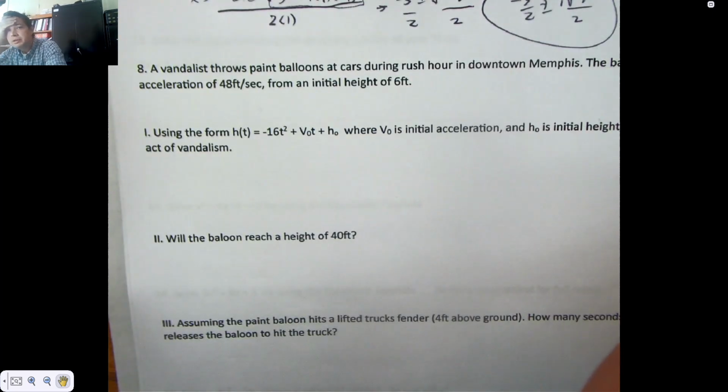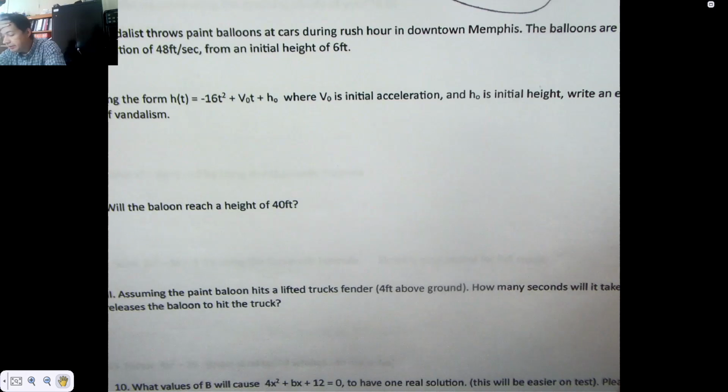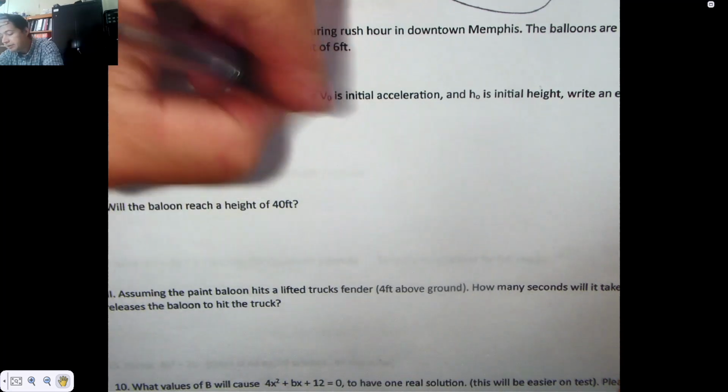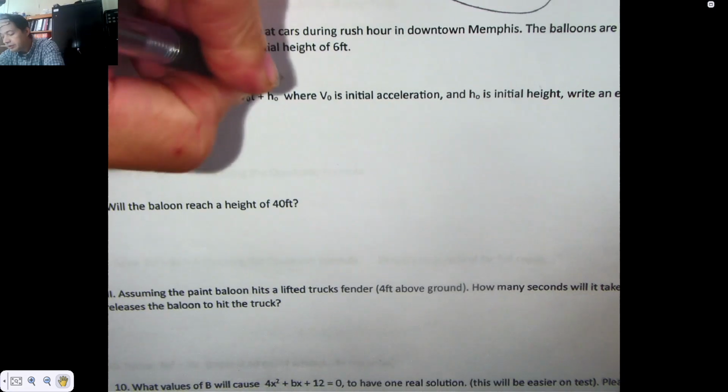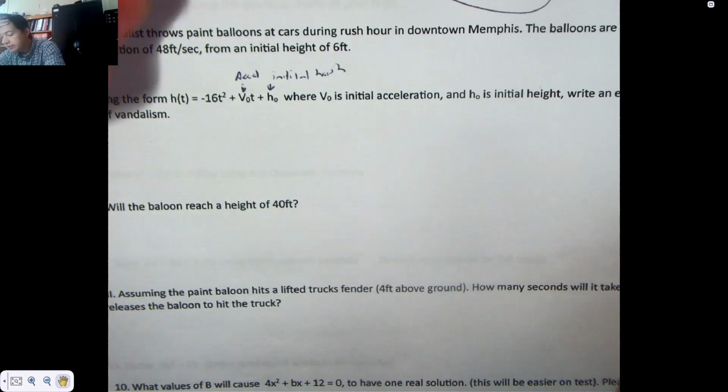A vandal throws paint balloons at cars during rush hour in downtown Memphis. That would be a balloon full of paint. The balloons are thrown with an initial velocity of 48 feet per second from an initial height of 6 feet. Using the form height as a function of time is negative 16t squared plus v0 t plus h0, where v0 is the initial velocity and h0 is the initial height, write an equation modeling this act of vandalism.